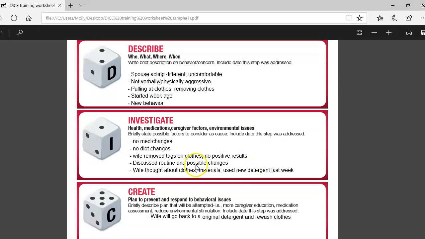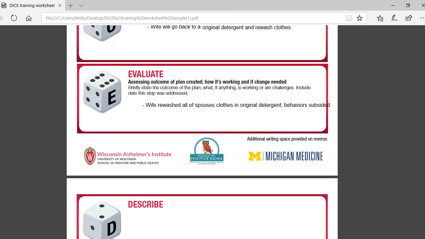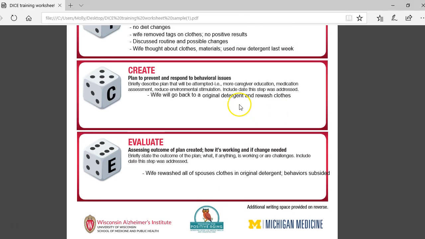We further discussed their routine and any possible changes. So at this point I asked about, are these new clothes? Is the material different? As the wife thought about it, she realized in the last week she used a new detergent. So our plan was pretty simple. Go back to the original detergent and rewash the clothes. We evaluated this plan. The wife rewashed all of the spouse's clothes in the original detergent, and fortunately, the behaviors subsided.